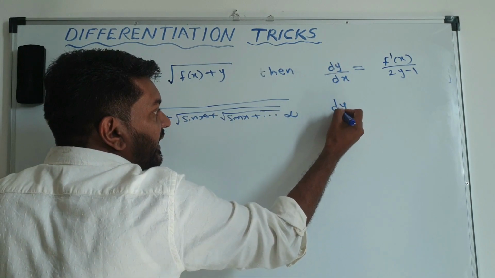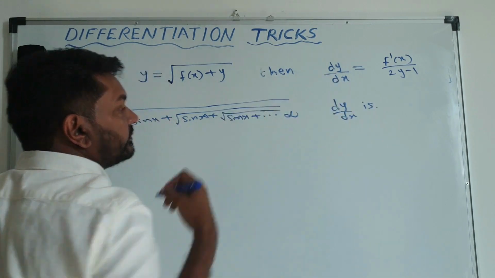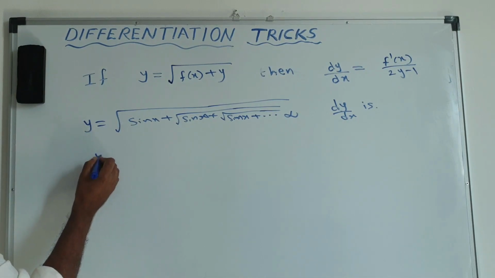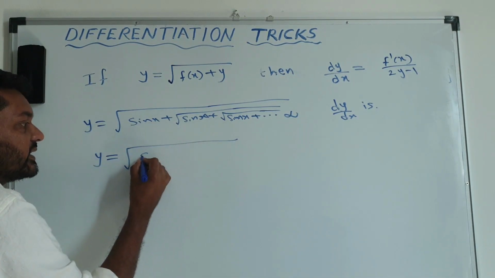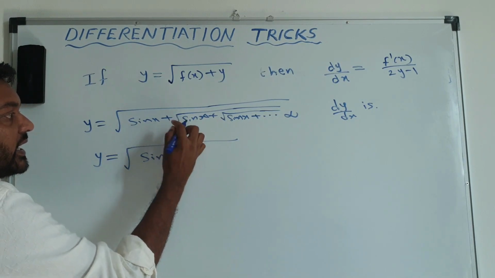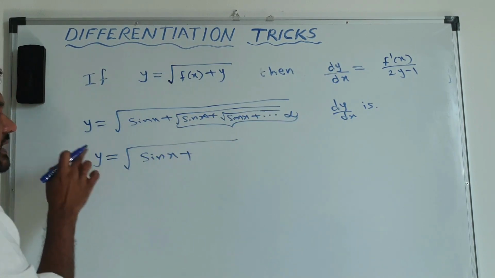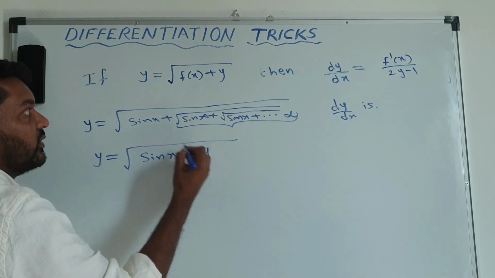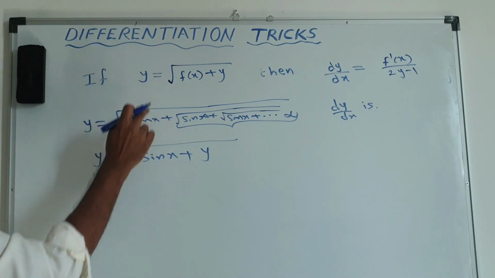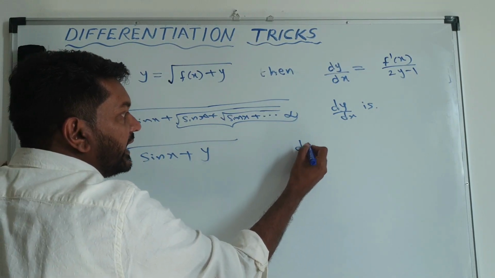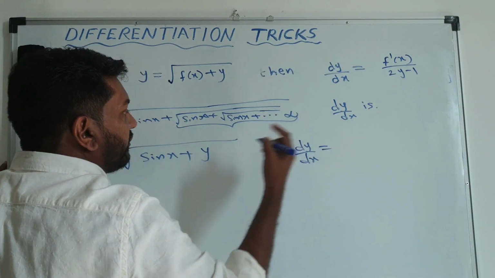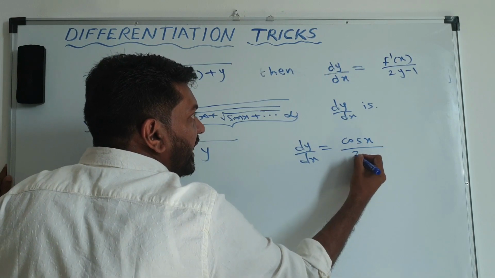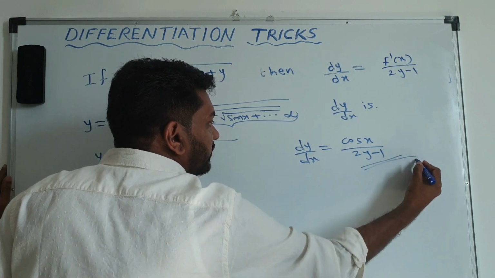Then dy by dx is what? So I can write this as y equals root of sin x plus, look at the remaining terms. This is representing the same y. Therefore, this will become y equals root of sin x plus y. So look at this, it is in this form. So dy by dx you can write very fast, f dash x. Your f of x is sin x, f dash x will become cos x, divided by 2y minus 1. This is the answer for this.